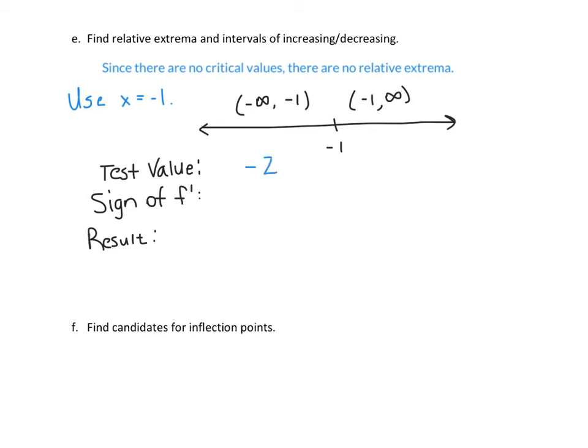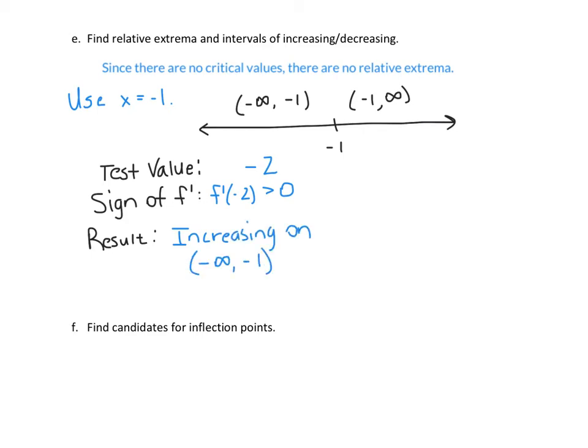If I plug a -2 into the first derivative, f prime of -2 turns out to be a positive value. It is greater than 0. So since the first derivative is positive, this tells us that we are increasing on the interval -infinity to -1.